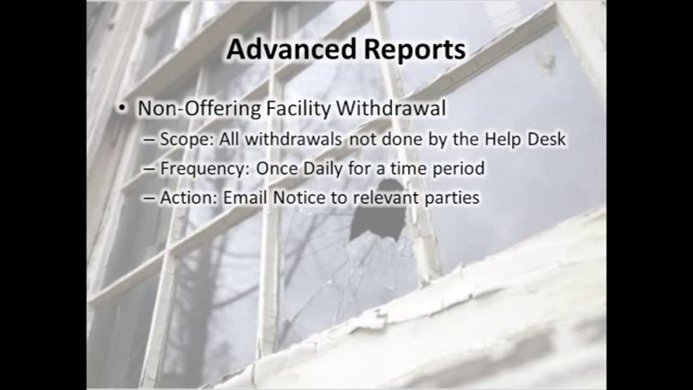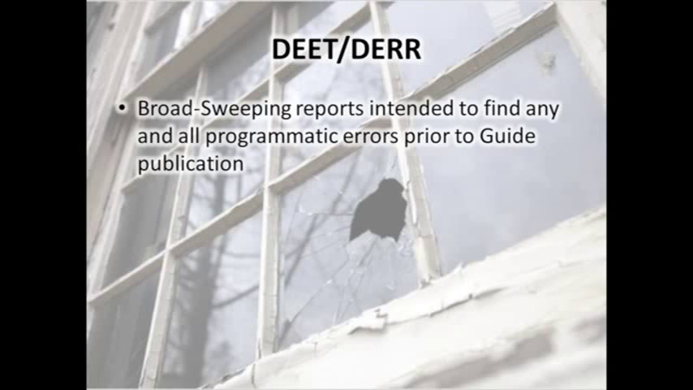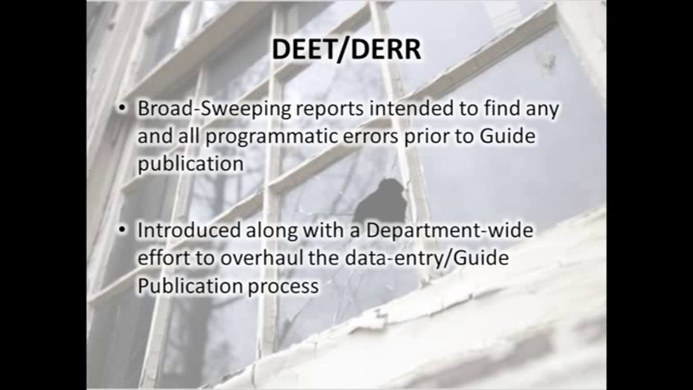So the last thing that I'm going to talk about are what we call the DEET and the DER. And that stands for Data Entry Error Tool and Data Entry Review Report. And I'm going to focus mostly on the first one, Data Entry Error Tool. But these are two gigantic, broad sweeping reports that are intended to find any and all programmatic errors before we print our guide publications, right?